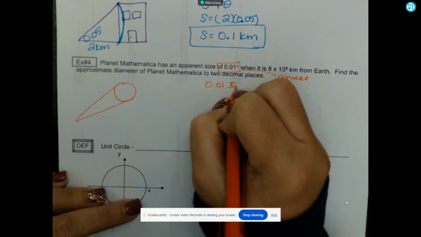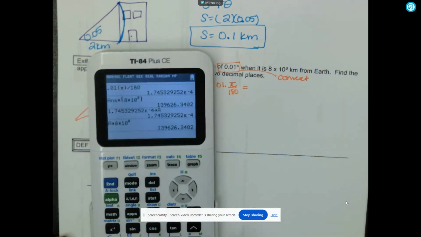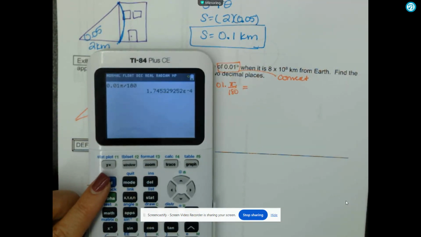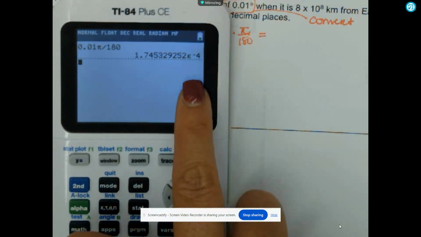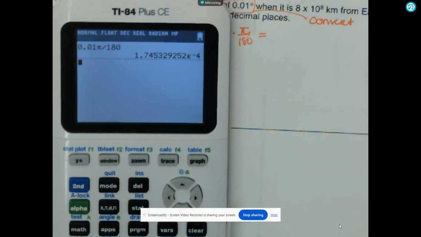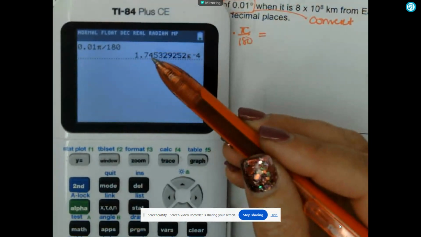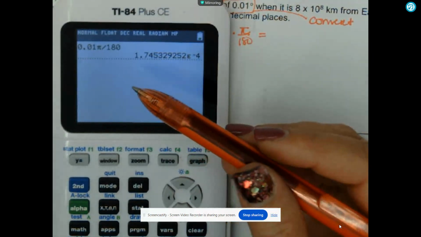So that's going to be pi divided by 180, right? So 0.01 times pi divided by 180. This is what you should get. What does e to the negative fourth mean? Anybody know? That's like scientific notation, times 10 to the negative fourth. Ultimately that means there are 4 decimal places in front, so you would move this 4 places, 1 and then 3 more zeros. Everybody with me?